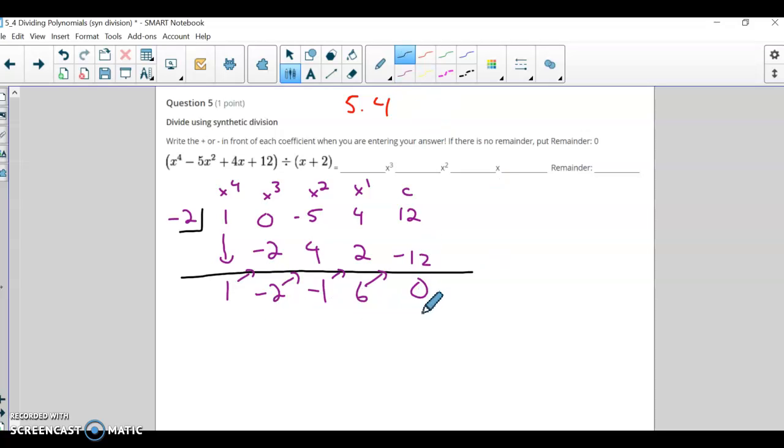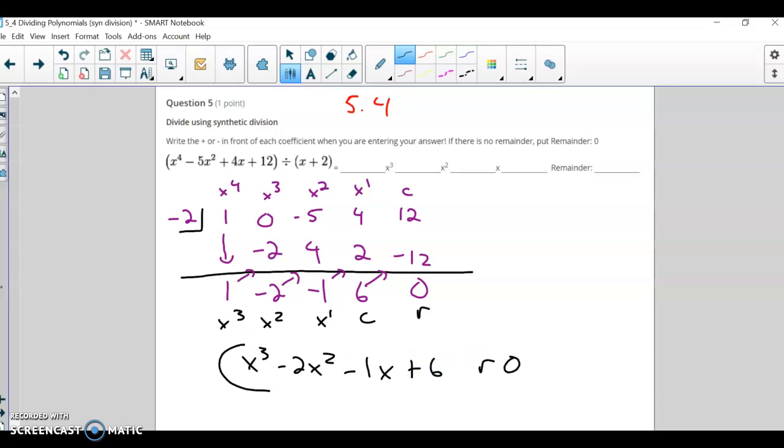Okay, so these parts down here, if I just label them, I always start here with the remainder, then it's the constant, and then just raise the exponent by 1: x to the 1st, x squared, x cubed. So our full answer is 1x cubed, -2x squared, minus 1x to the 1st, plus a constant of 6, and a remainder of 0.